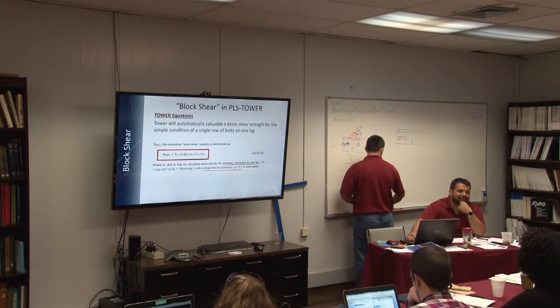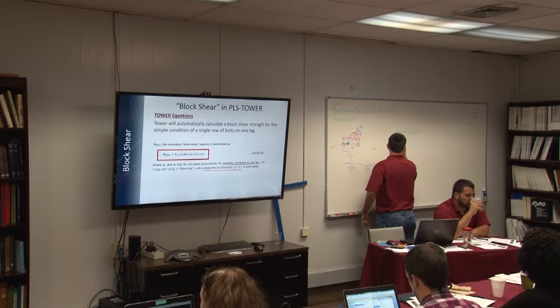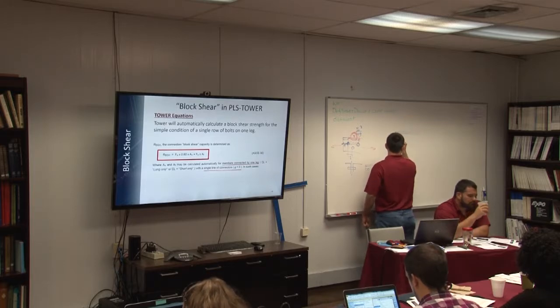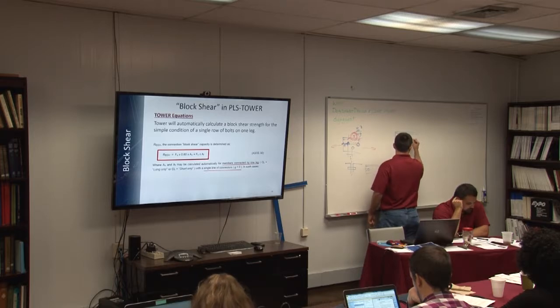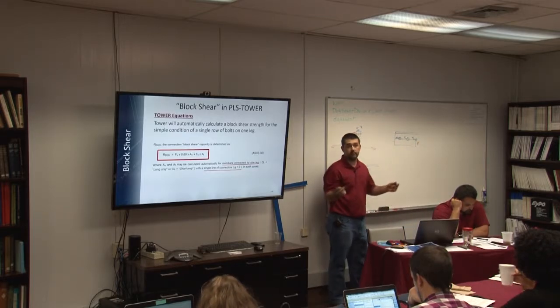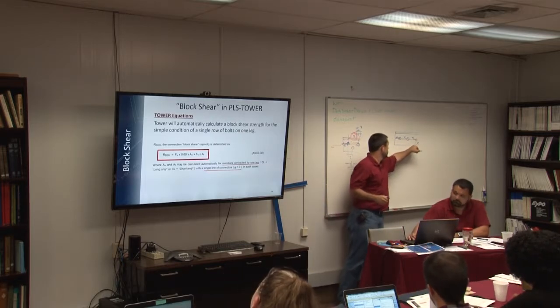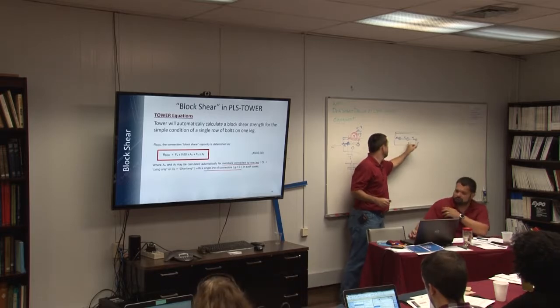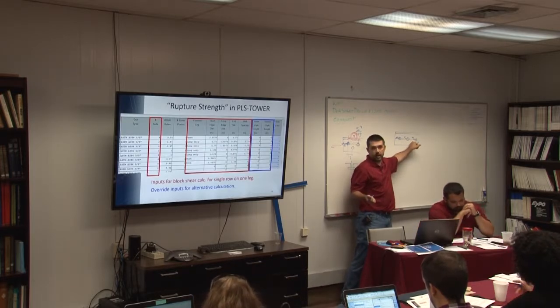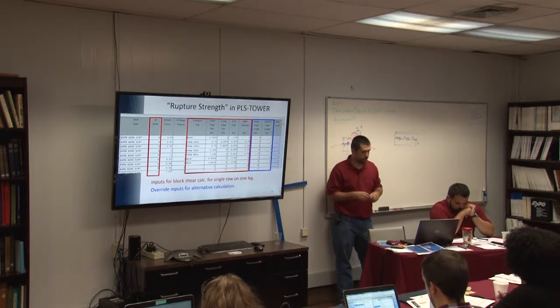How does it know what that pattern is? Part of my inputs, if I have a single row of bolts, is I have to input the end distance, the spacing, the edge distance, and the number of bolts. And from that information, Tower can make an assumption. It uses the edge distance to get the tensile area, the end distance and the spacings to get the shear area, and it can calculate that for you automatically.